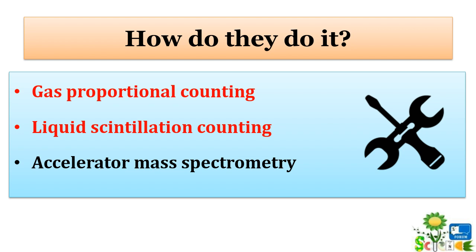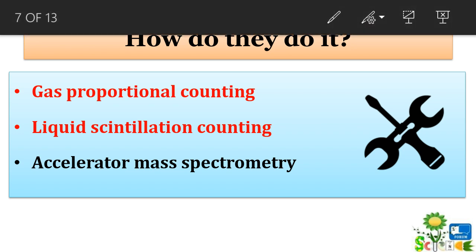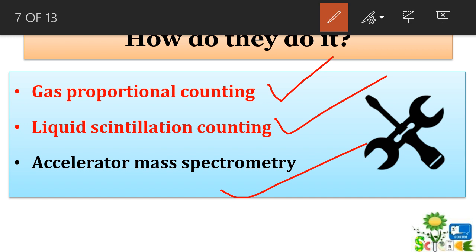Now how do they actually do it? The process for carbon dating uses gas proportional counting, liquid scintillation, and accelerator mass spectroscopy. The first two techniques depend on the capture and detection of beta particles, whereas accelerator mass spectroscopy depends on the number of atoms present in the sample.